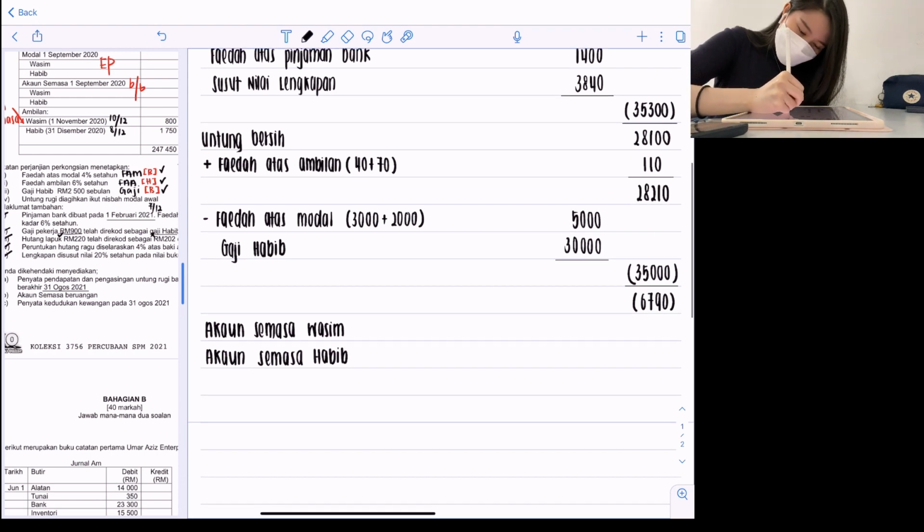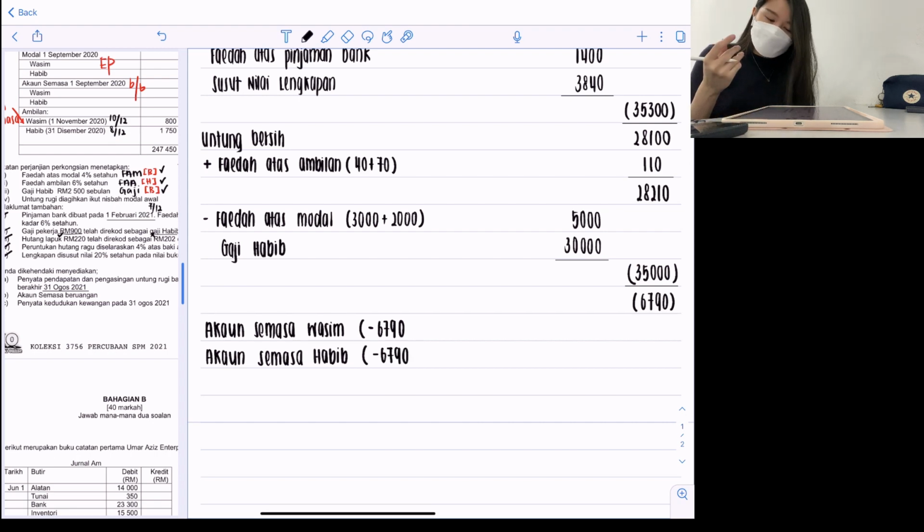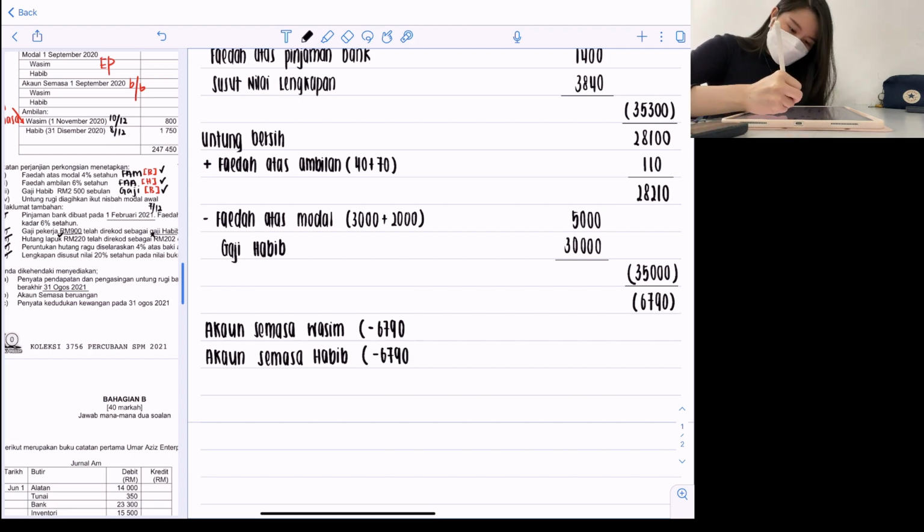When it comes to negative items, I would put the negative symbol like this. Because we already have a bracket outside, takkan you want to put 2 brackets, right? So you be flexible a bit lah, change according to the situation. And we'll multiply by the nisbah that we have found out, 3/5, 2/5.